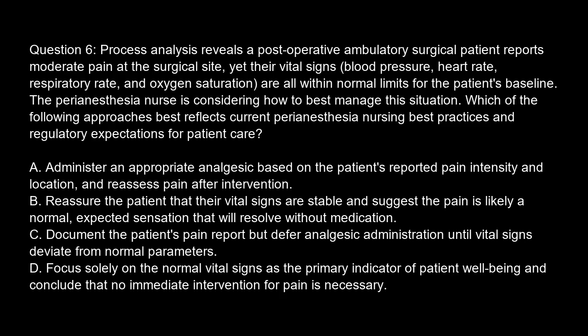Option A. Administer an appropriate analgesic based on the patient's reported pain intensity and location, and reassess pain after intervention. Option B. Reassure the patient that their vital signs are stable and suggest the pain is likely a normal, expected sensation that will resolve without medication. Option C. Document the patient's pain report but defer analgesic administration until vital signs deviate from normal parameters. Option D. Focus solely on the normal vital signs as the primary indicator of patient well-being, and conclude that no immediate intervention for pain is necessary.